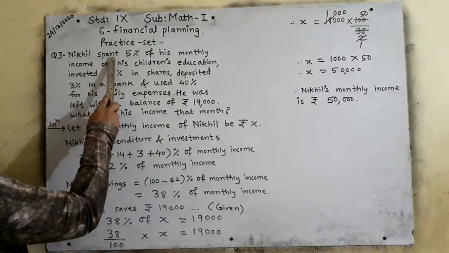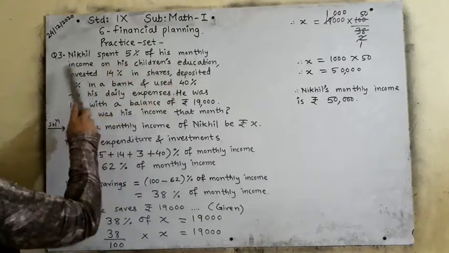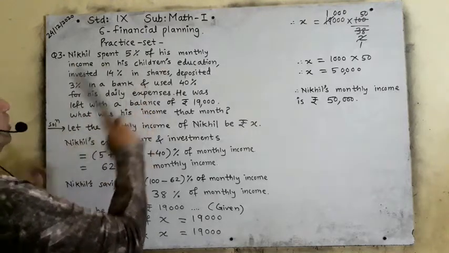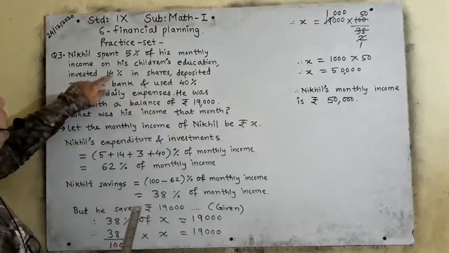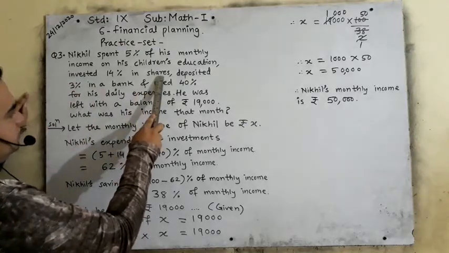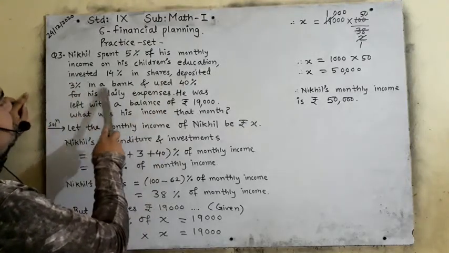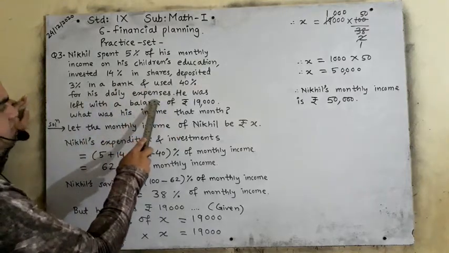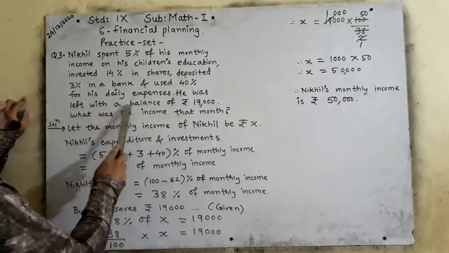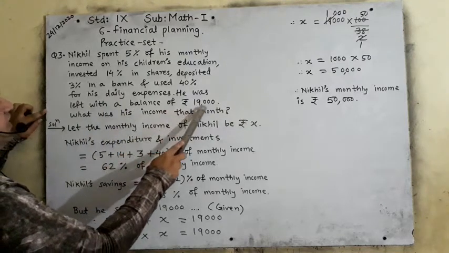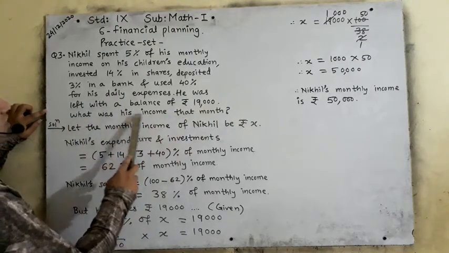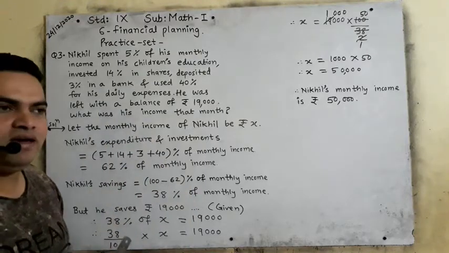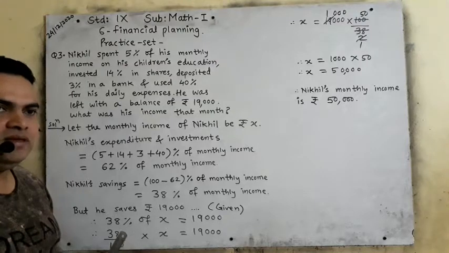Nikhil spent 5% of his monthly income, meaning monthly salary, on his children's education, invested 14% in shares, deposited 3% in a bank, and used 40% for his daily expenses. He was left with a balance of rupees 19,000. What was his income that month? So my dear students, in question number 1 we have spoken about Alka.